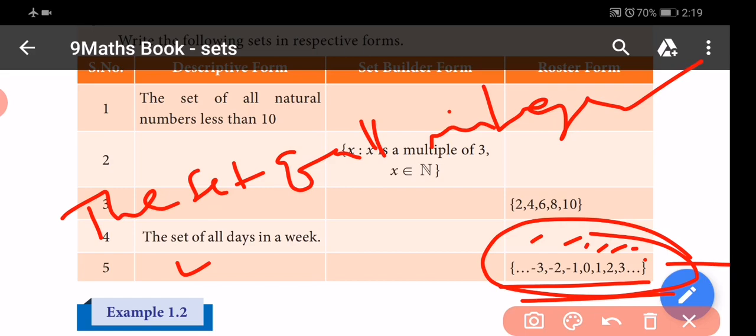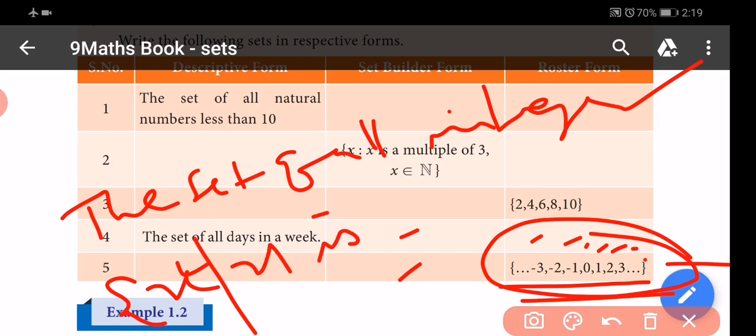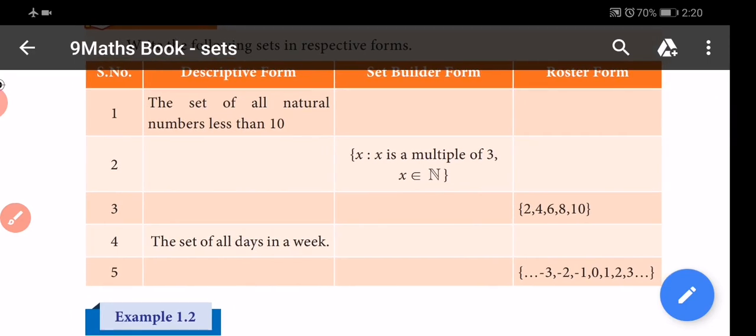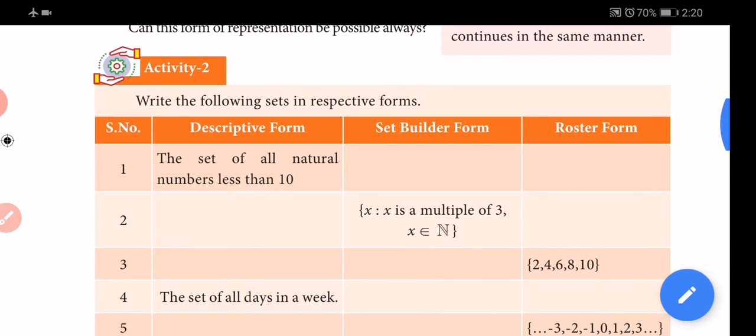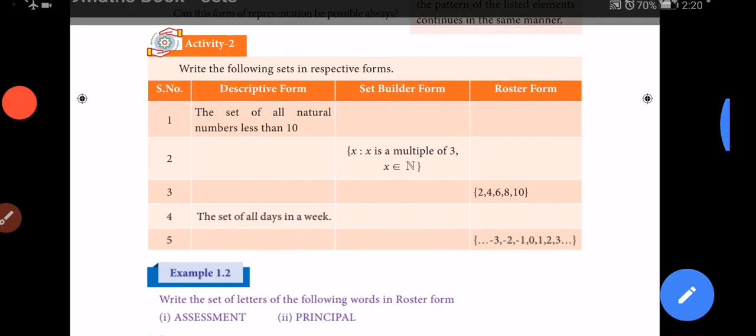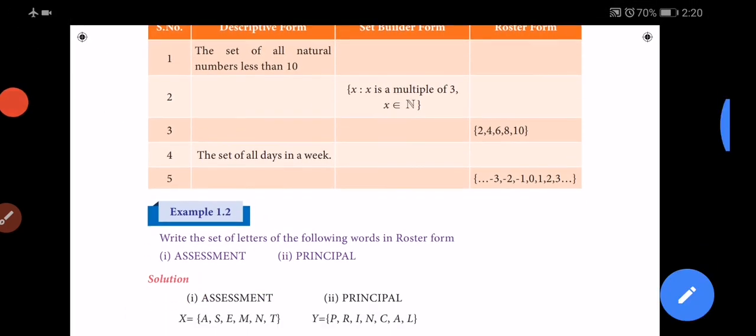And second form, set builder: for all x such that x is an integer. And this is the roster form. So this is the activity. All students check your answer. If you have any doubt, then call me.